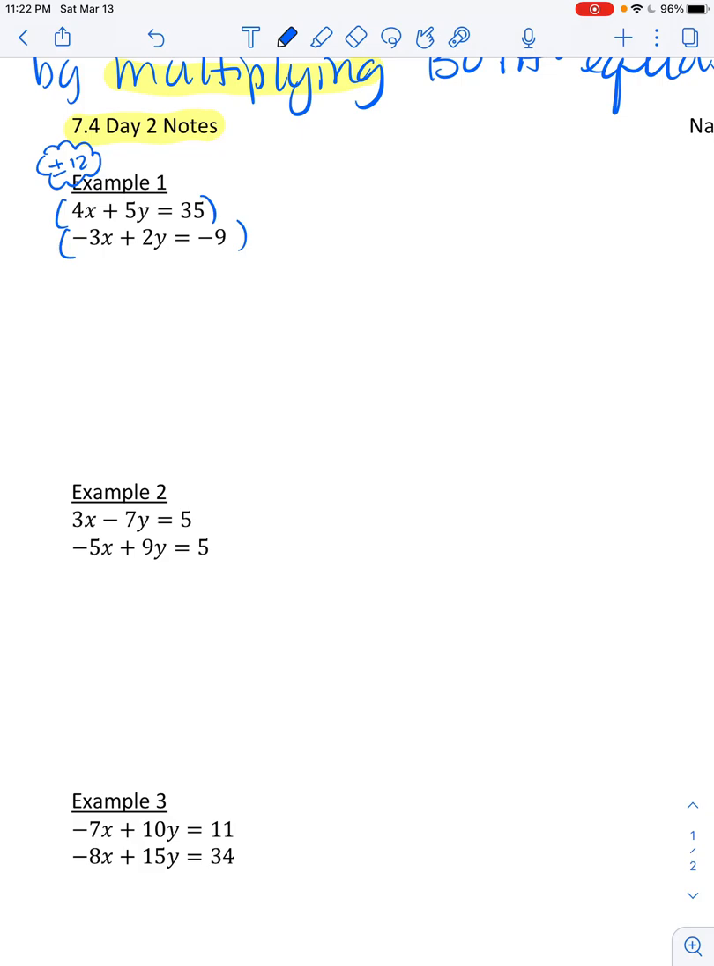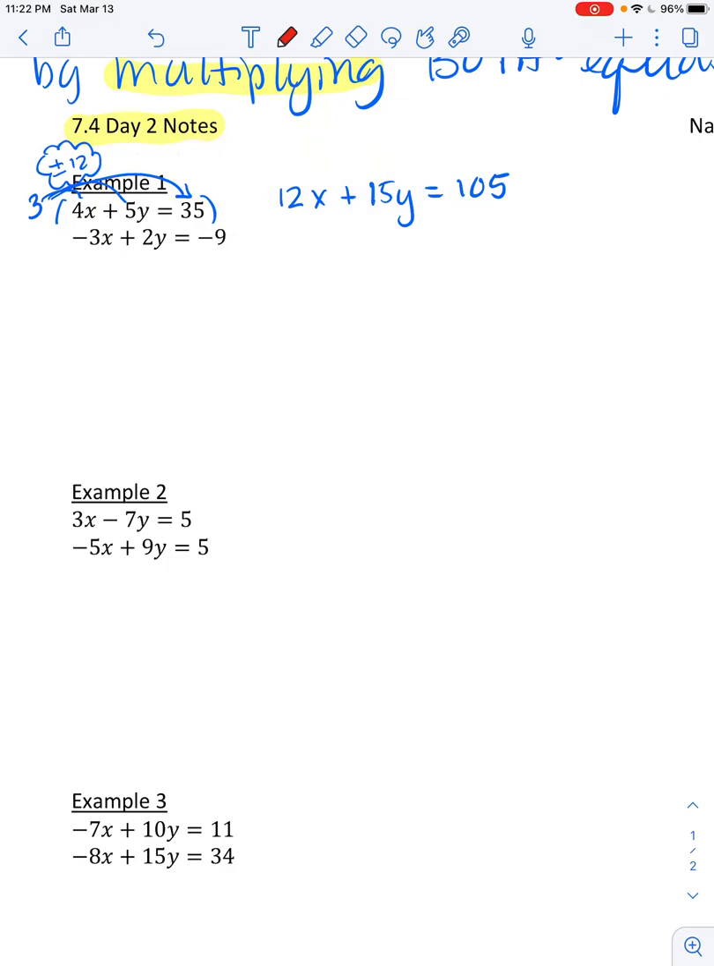So what do I need to multiply the top by? Well, to turn 4 into my positive 12, I'll need to multiply by 3. Everything in that row. So you probably want your calculator today. So 3 times 4, 12x, that's what I was trying to get. Then I'm going to have 3 times 5, and so I'll have 15y, and then 3 times 35, which is 105. So we're getting bigger numbers here because our brains are getting bigger.